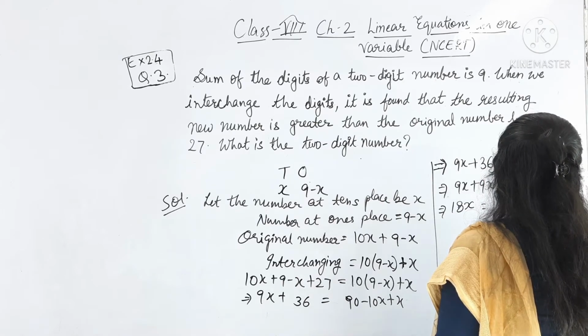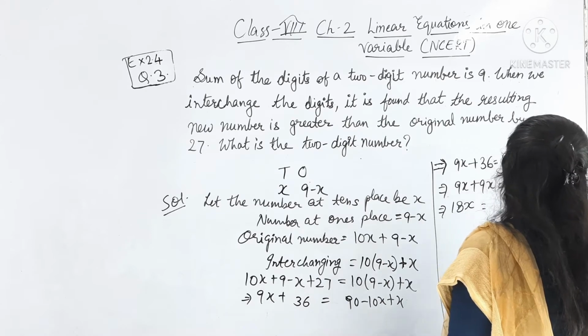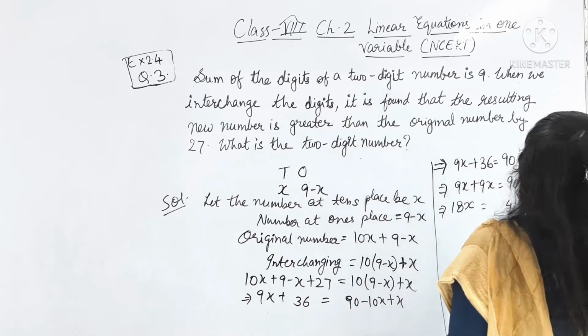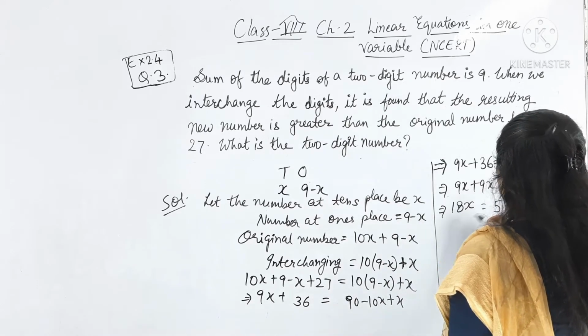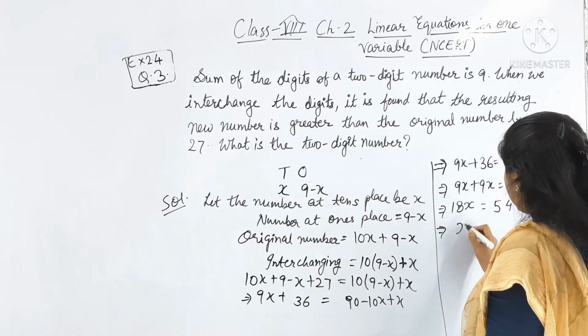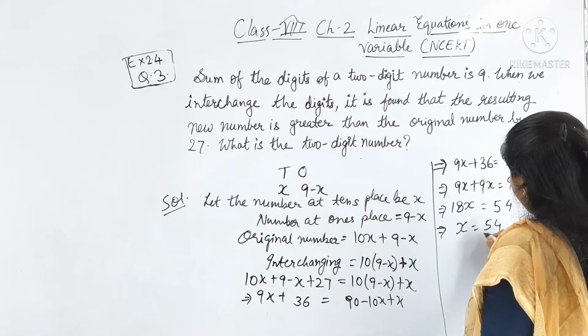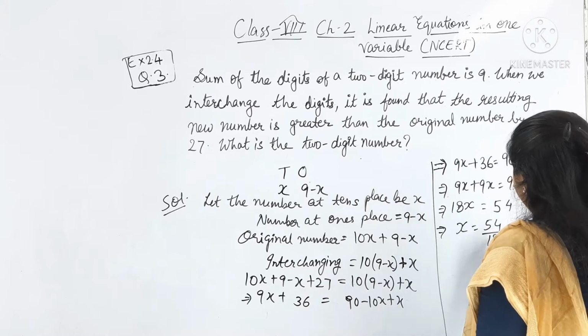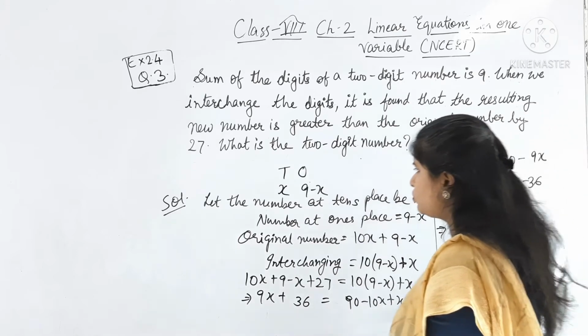Here 10 minus 6 is 4 and 8 minus 3 is 5. So we know that 18 threes are 54. Okay, so x equals 54 divided by 18. 18 ones are 18, threes are 54. So x equals 3.